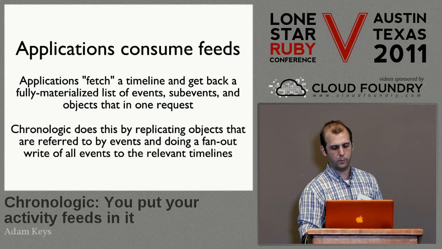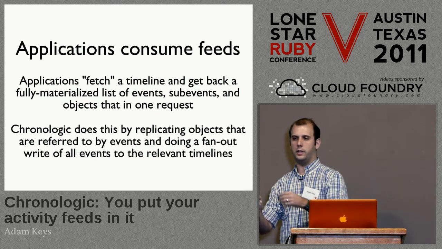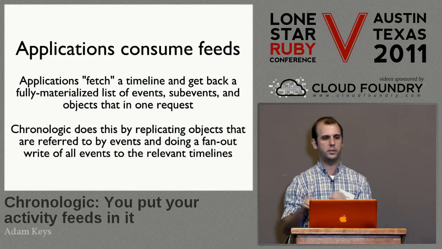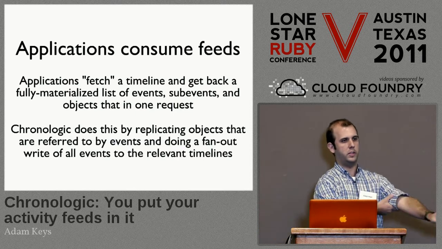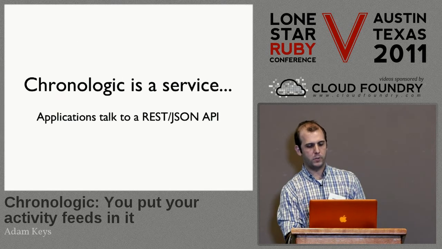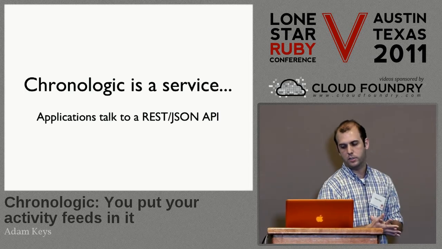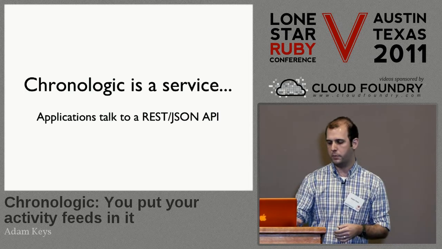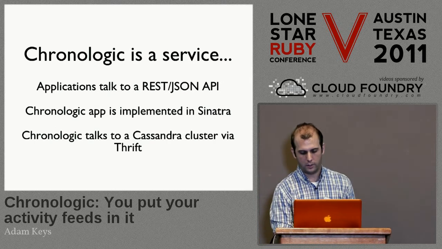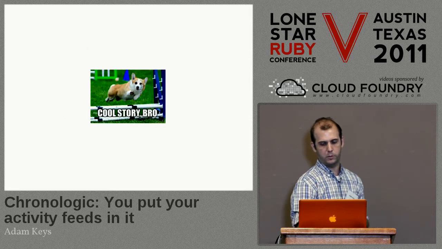So again, Chronologic replicates objects that are referred to by events, and then after it reads that timeline index, it fetches the objects, fetches the events, fetches the sub-events, puts it all together, and sends it back to the application that uses it. So Chronologic is a service. Applications talk to it via a REST JSON API. It's implemented in Sinatra, and it talks to a Cassandra cluster via Thrift. So that was pretty interesting.